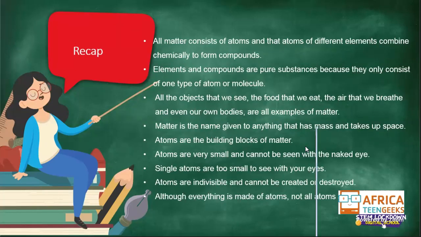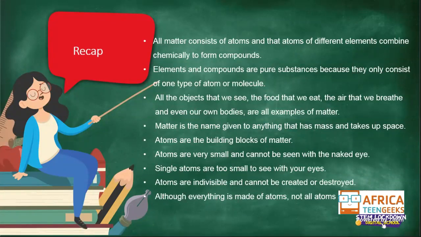So a quick recap on yesterday's lesson. We learned that all matter consists of atoms and that atoms of different elements combine chemically to form compounds. That means through a process of chemical reactions, they combine and it would form a compound. Now, elements and compounds are pure substances because they only consist of one type of atom or molecule. Remember, a molecule is a combination of atoms.